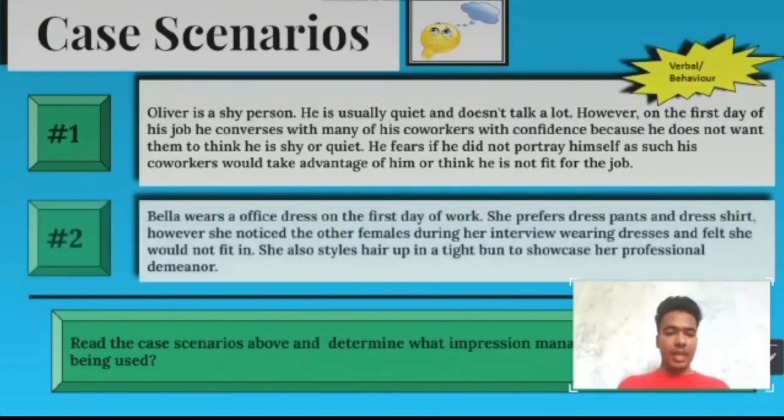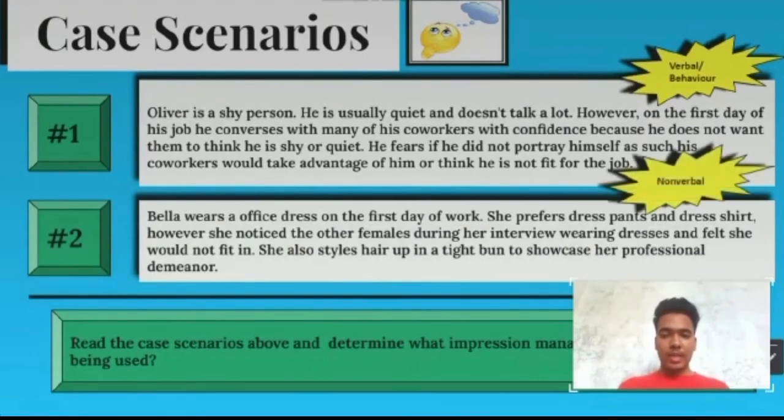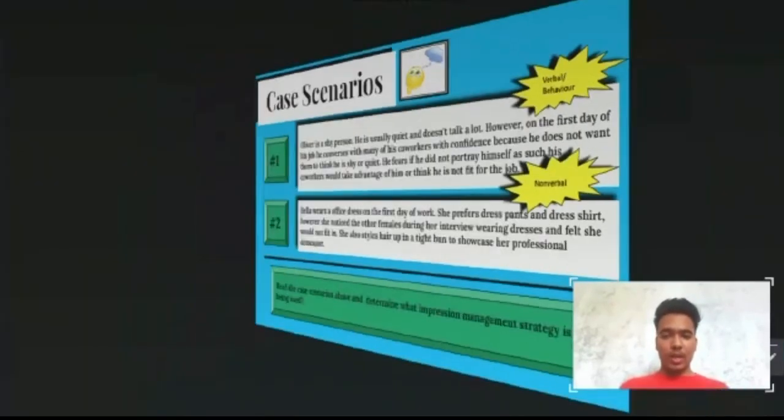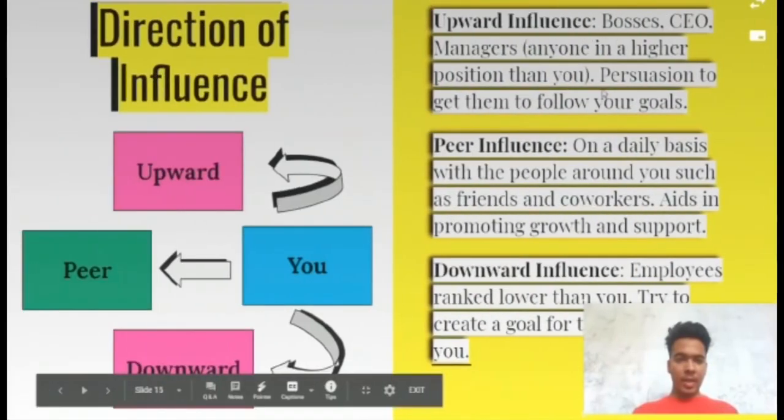Second, Bella wears office dress on the first day of work. She prefers dress pants and a dress shirt. However, she noticed the females during her interview wearing dresses and she felt she would not fit in. She also styles her hair up in a tight bun to showcase her professional demeanor. Now she's using non-verbal impression management because she's using her clothing to send a different message.